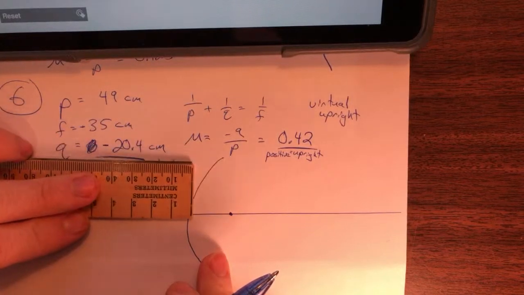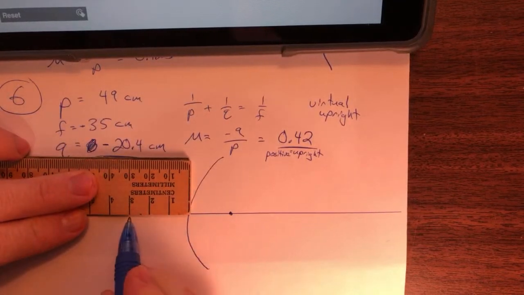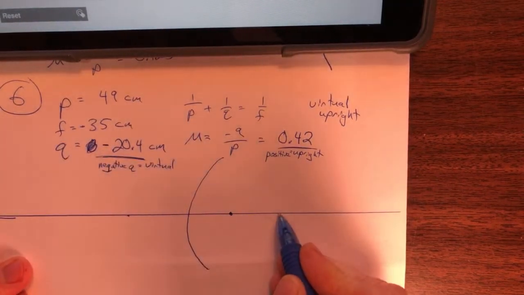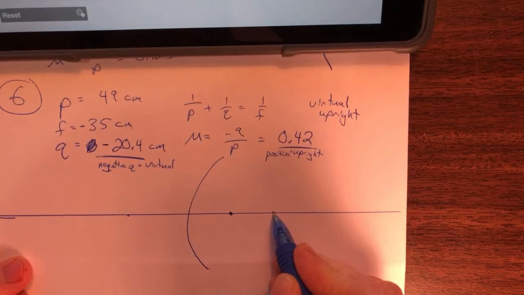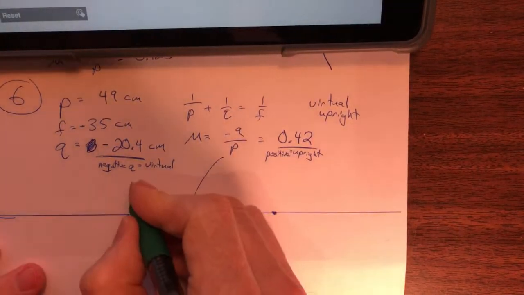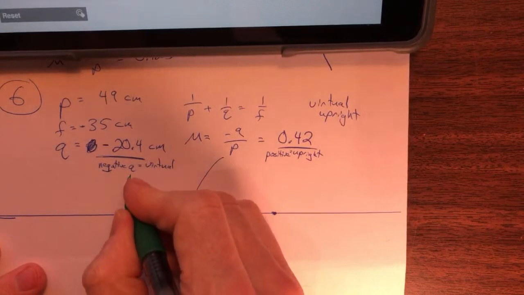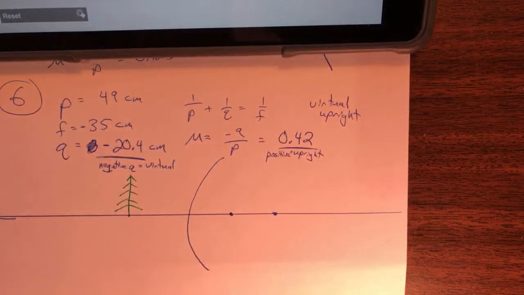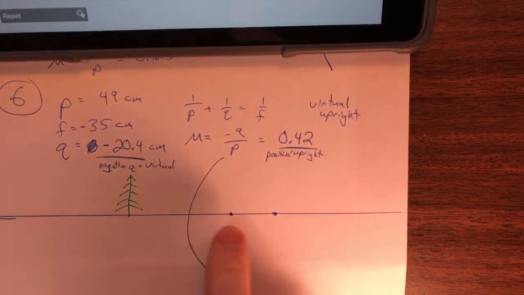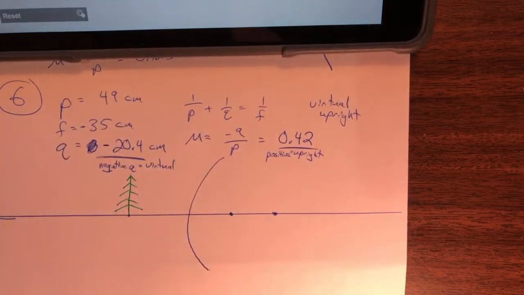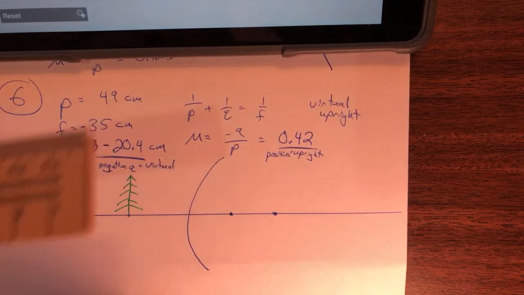Right, and then that means our object is going to be right about like that. If this is F, then our center is right here. Okay, we're going to draw our tree. And there we go. There's our object. There is our focal point. There is our center. Those are approximate in terms of how they look, right?